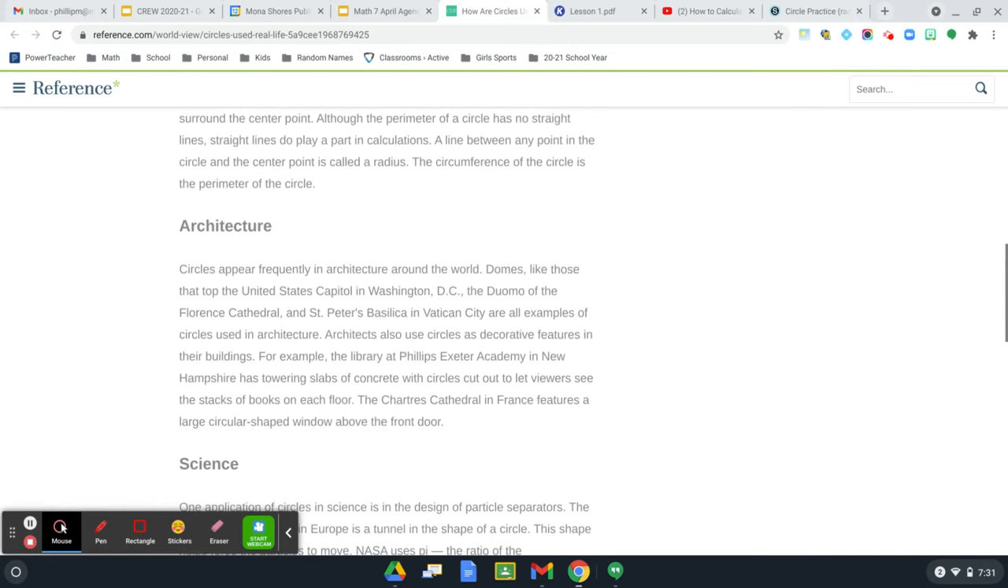I know that I like to visit different churches, older churches, cathedrals, and just see all the beautiful concrete that has been cut in forms of circles, or the stained glass windows that have the beautiful pictures and shapes, again, of circles or semicircles. That's one of my favorite things to see.